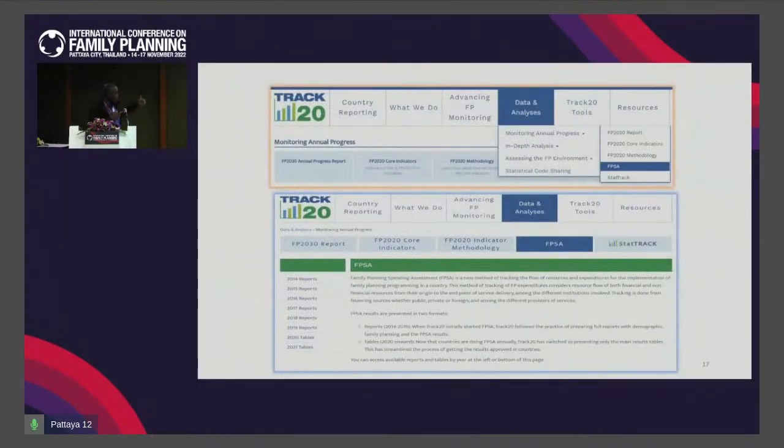Now, this activity is one of the things which are done by Track 20 under data analysis. So FPSA is one of them. We have FP 2020 report, FP 2020 core indicators, and FPSA is one of those activities which are undertaken.